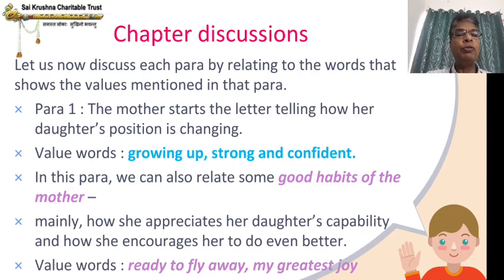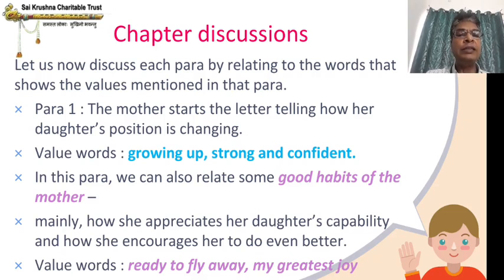So what you can do now, there are two options, two possibilities. One, you have already noted in your notebook the value words against each paragraph. You also have your textbook, so you can compare. Now you can see the first paragraph: the mother starts telling how her position is changing. That is the main point. And the word she is using is growing up. So you are growing up, you are strong and confident. These two are telling. And also we can see the good habits of the mother.